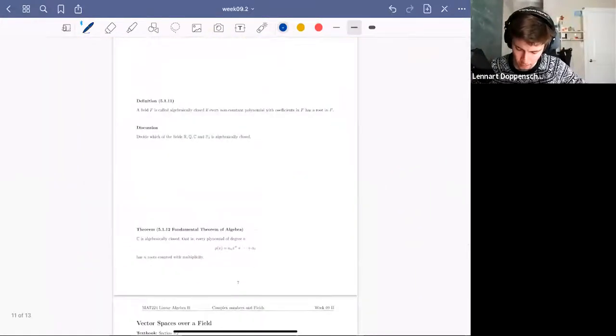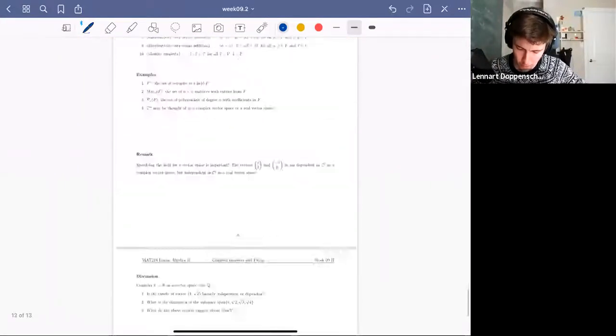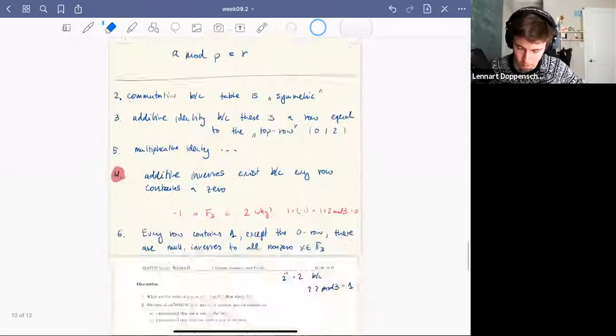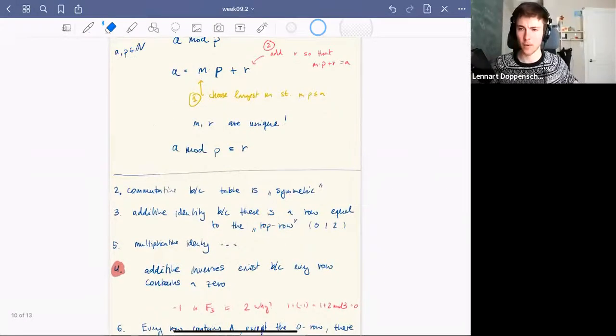Okay, this is not quite as far as I was hoping to get, but there are only 3 pages. So we will start with this tomorrow in the beginning. And let me see if there are any questions. Any questions about the content?